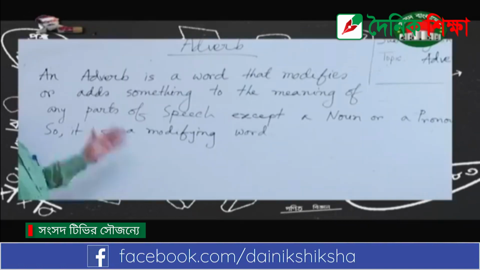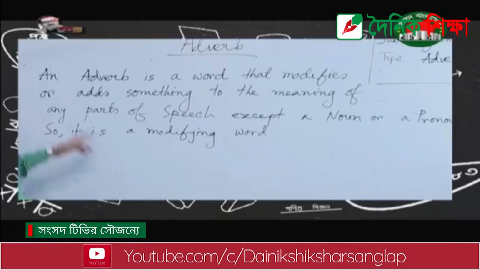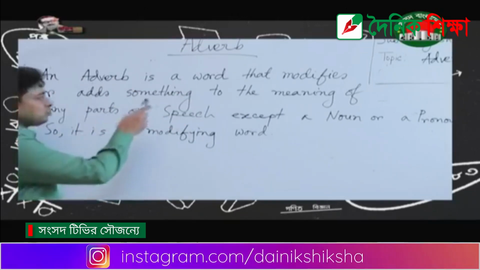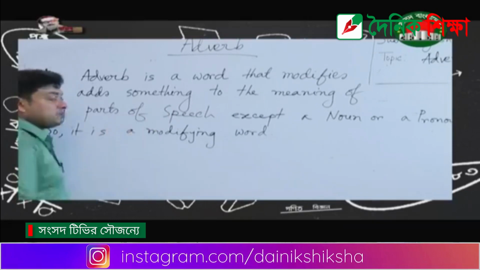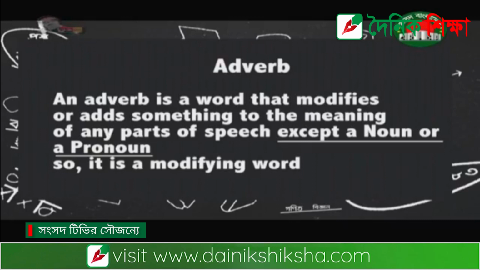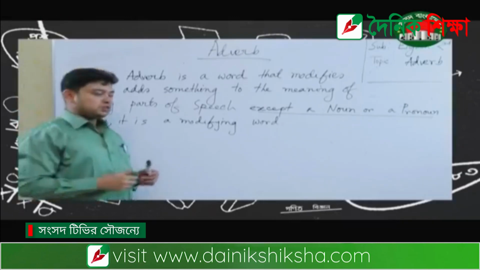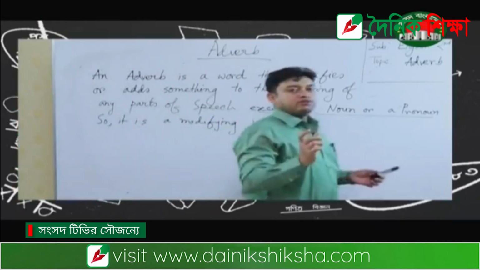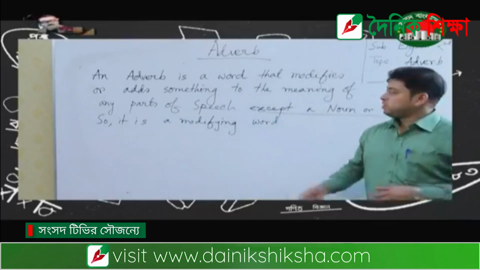So this is the definition of adverb. An adverb is a word that modifies or adds something to the meaning of any parts of speech except a noun or a pronoun. So this is the most important thing. Except a noun or pronoun, it modifies other parts of speech. As it modifies other parts of speech, we can say in short, an adverb is a modifying word. So please write down the definition in your copies.